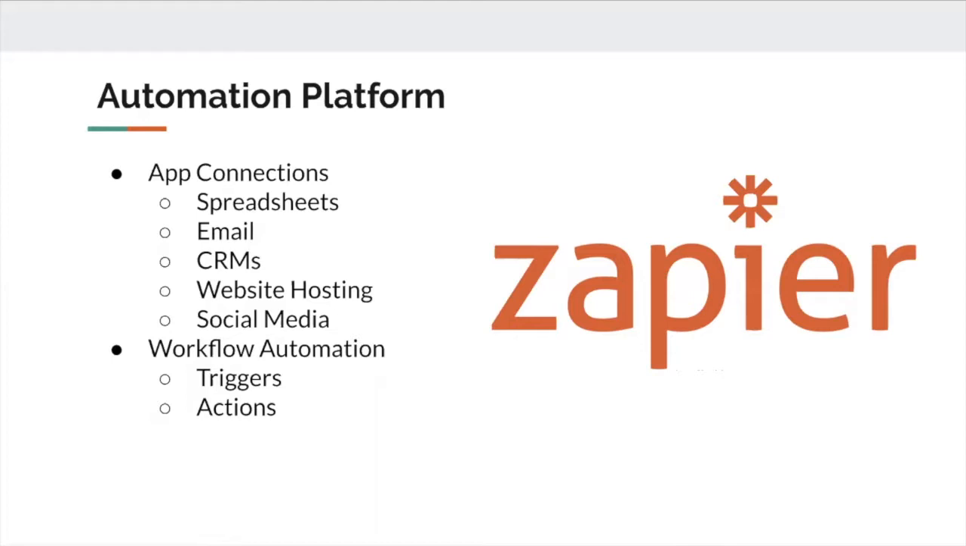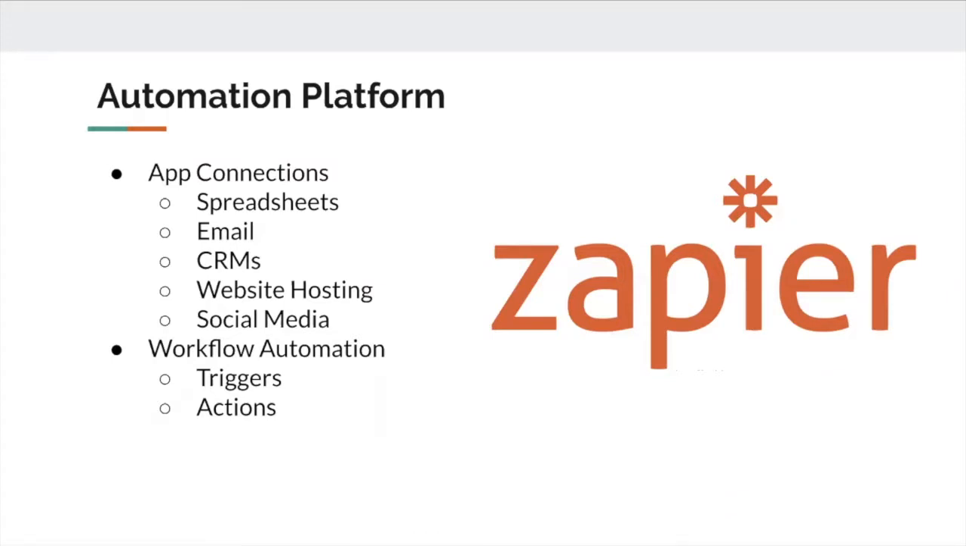tasks in your life. A couple of the app connections that Zapier has include spreadsheets, like Google Sheets, Airtable, what have you, and emails: Yahoo, Google Mail, a bunch of service providers. CRMs, which include HubSpot and MailChimp, website hosting like Netlify, and social media like Twitter and Facebook.